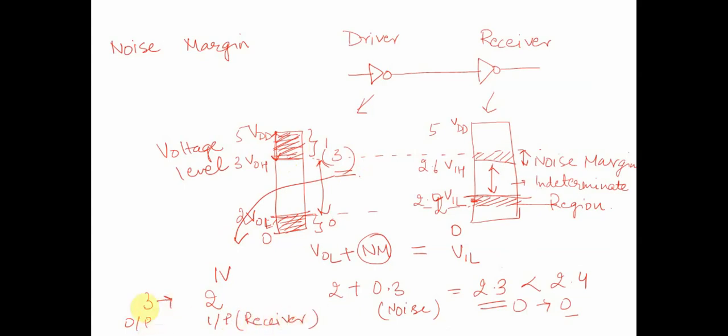A signal which had a value 1 at the sender or the driver will reach as 2 volt at the receiver, and 2 volt over here would fall in the value of a 0. So a signal with a value of 1 is interpreted as a value 0 on the receiver side. So if there's a lot of noise in the circuit and the noise margin is pretty less, the logic value may be flipped from 1 to 0, right? That's why this particular characteristic is very important. More tolerance, better is the circuit. Less tolerance, the circuit is not that preferred, correct?